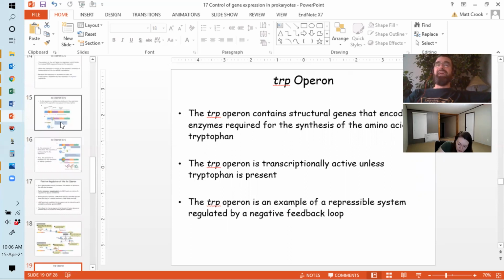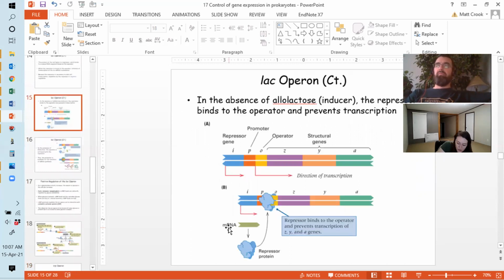The lac operon is an inducible system. So the lac operon is normally off. And it's normally off because lactose isn't present. What are you doing producing beta-galactosidase? So the lac operon is inducible. The trp operon, you always need tryptophan, right? If you're going to be undergoing transcription.